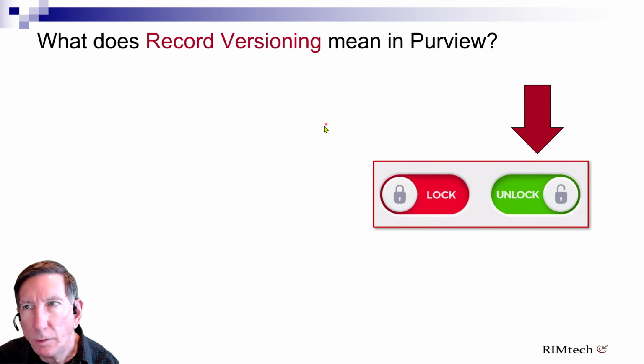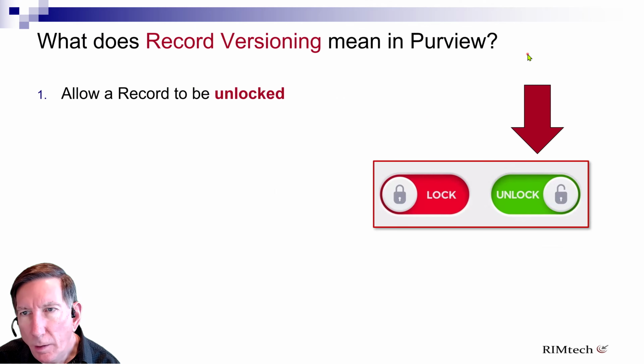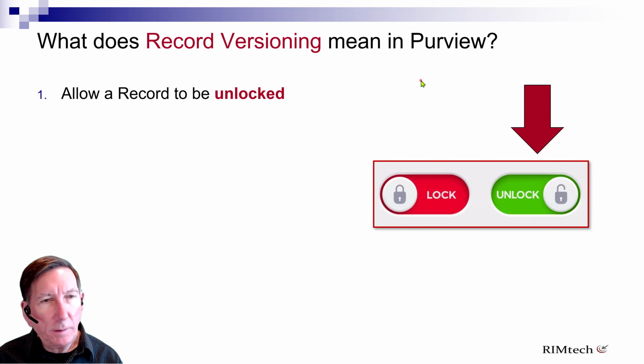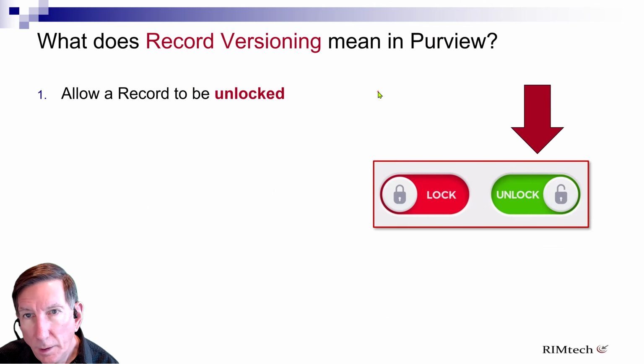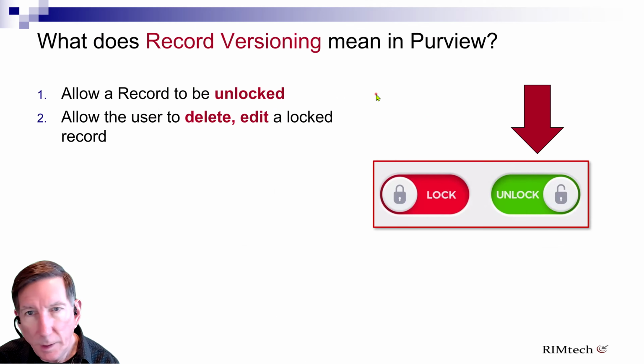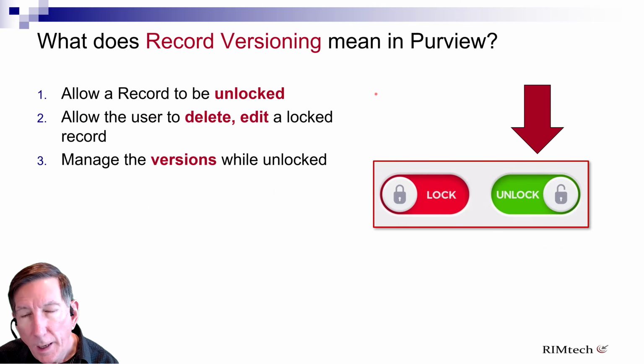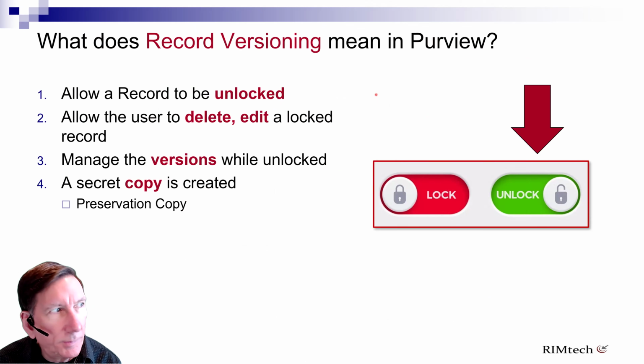So that takes us right into record versioning. So what exactly does that mean? Well, it means that despite the fact that it's a record and it's locked down, there's an ability to allow a user to unlock it, which gives them the means of deleting or editing a locked record. While it's unlocked, any change they make is going to trigger a new version. So there's got to be some management of those versions while it's unlocked. And to compensate for that, to protect the integrity of the record, Purview automatically creates a secret copy of that record when it's modified or deleted.